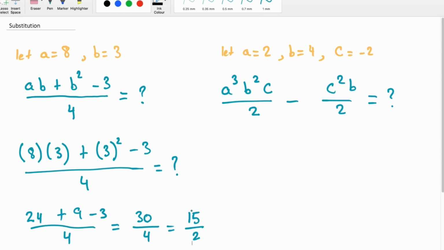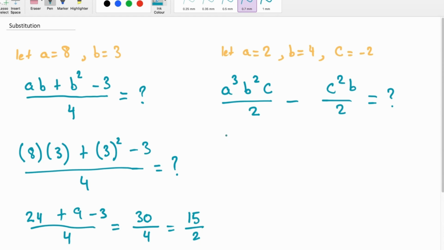All right, now moving on to the second question here on the right-hand side. We have a equals 2, b equals 4, and c equals negative 2. Now, although we have 3 different variables that we're working with, it's the same principle. So let's go ahead and substitute all those relevant numbers with their associated letters.